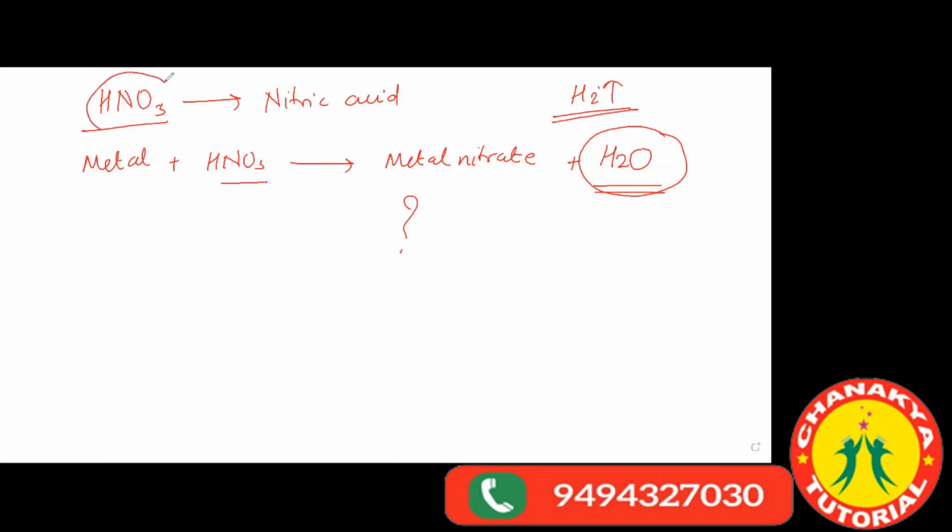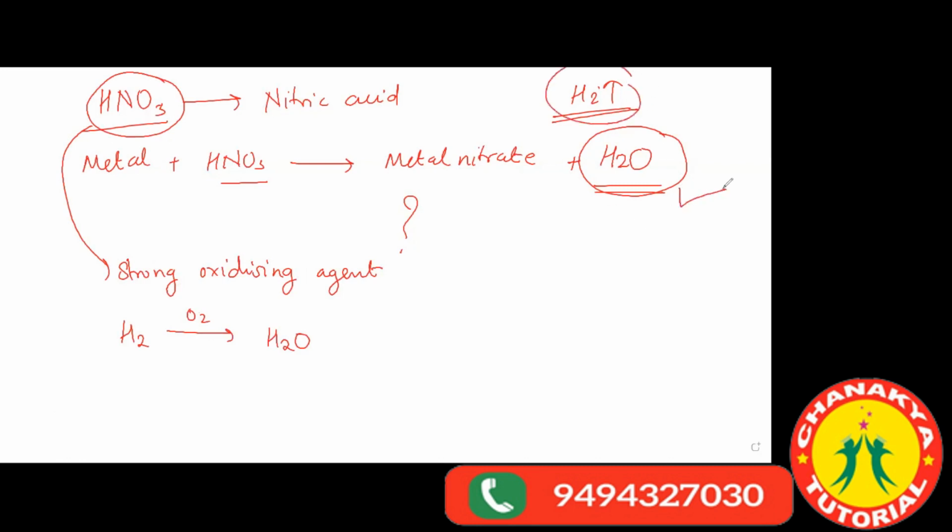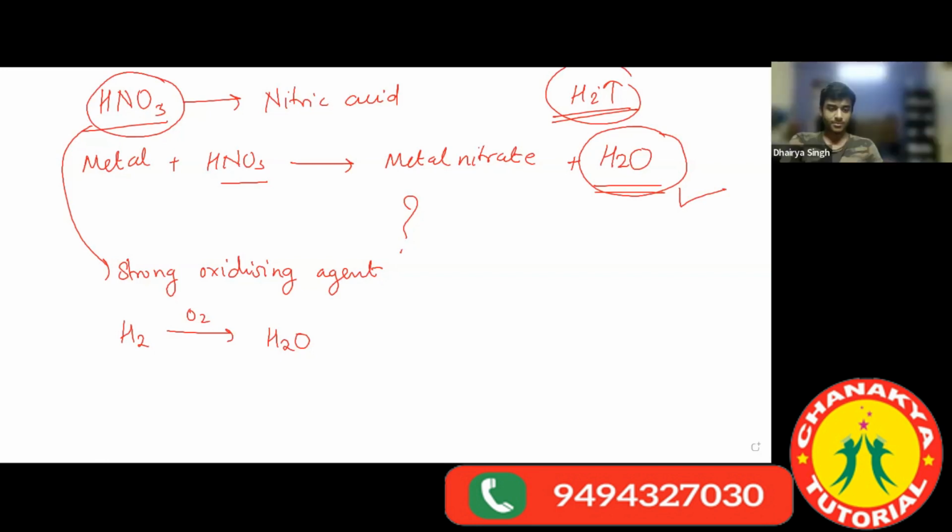So what happened? This HNO3, nitric acid, is a strong oxidizing agent. So whenever in this reaction your hydrogen gas would be released, this hydrogen gas would be oxidized by HNO3 and converted into H2O. Understand? And hence, in case of nitric acid, hydrogen gas does not release. Instead of that, water molecule is released.